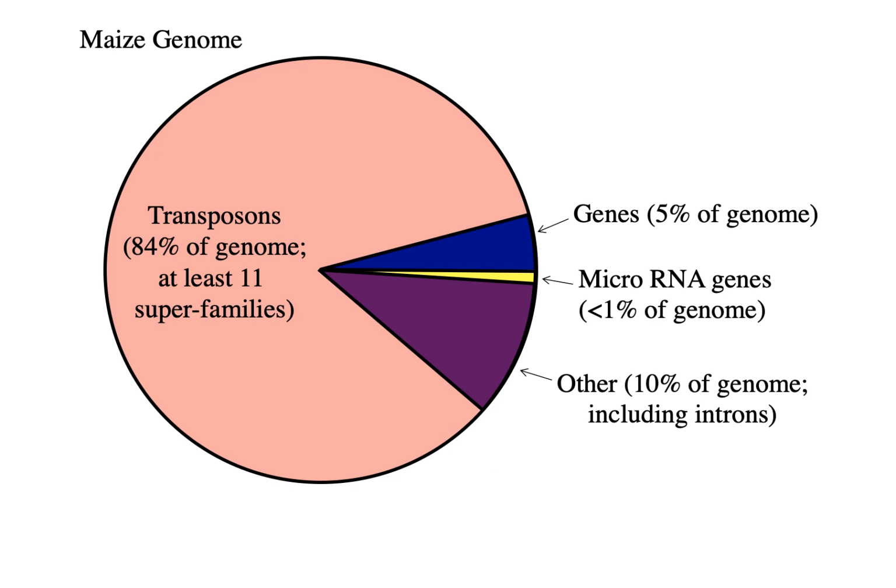In plants, they often contain mainly transposable elements. 5% of the genome is made up of mRNA genes, but 84% of the maize genome consists of transposons in at least 11 superfamilies. And then you have microRNAs and then introns and other things making up the rest of that. So transposons have really increased in most of the multicellular organism genomes.